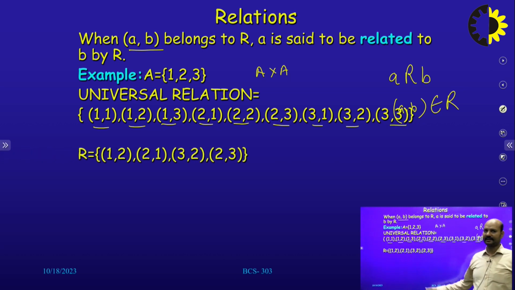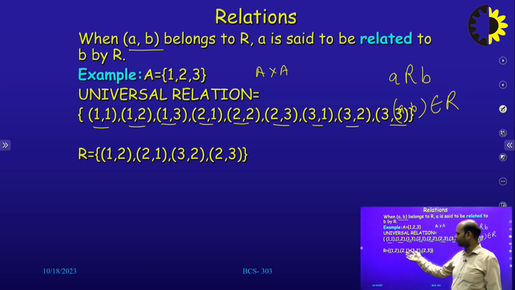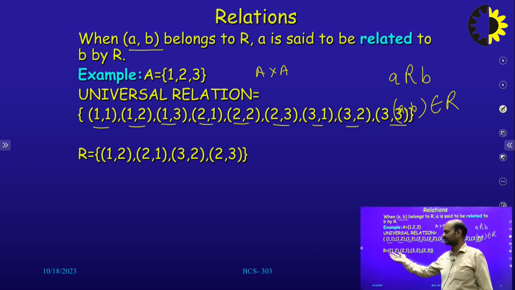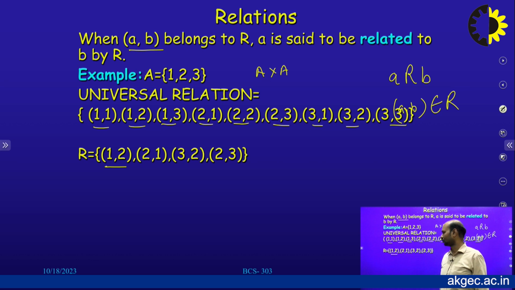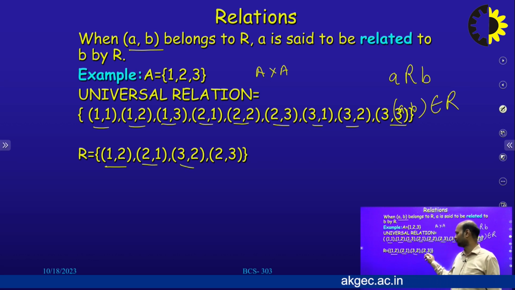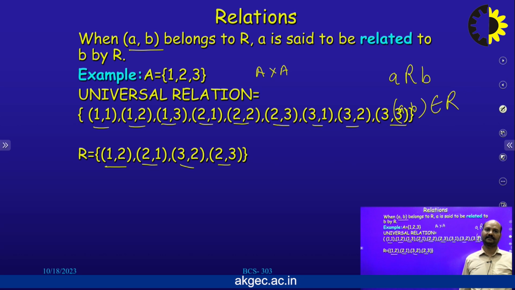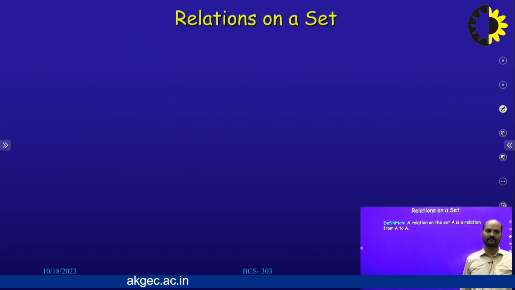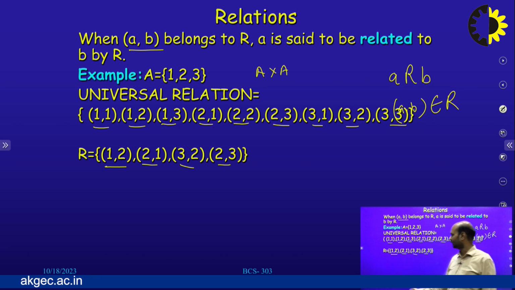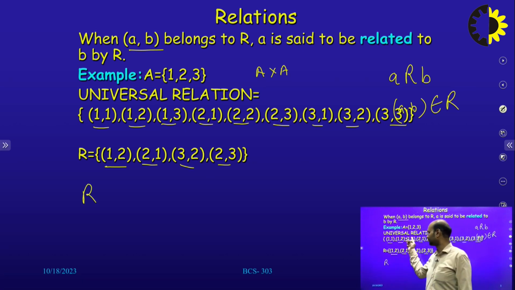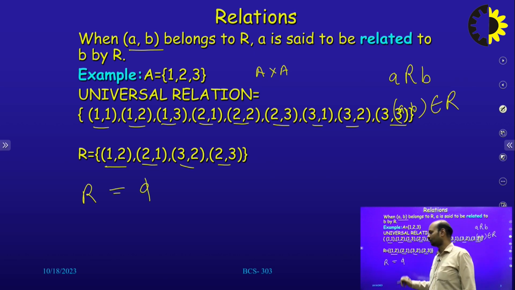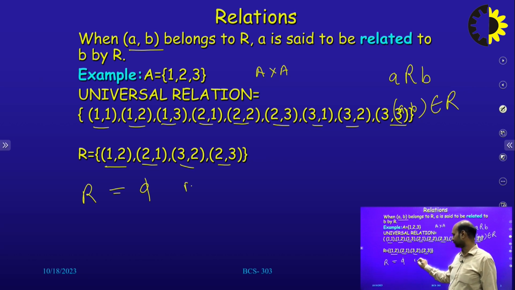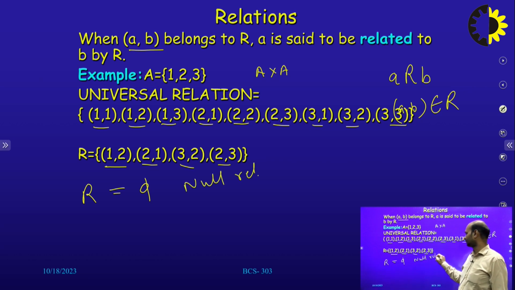So it may be a relation, that is R. We take some ordered pairs from the universal relation and construct a particular relation. So in this particular relation we pick (1,2), (2,1), (3,2) and (2,3). So R is a relation. If we do not take any element of this universal set, we can say that R is equal to phi, which is also called a null relation, or it might be called an empty relation.